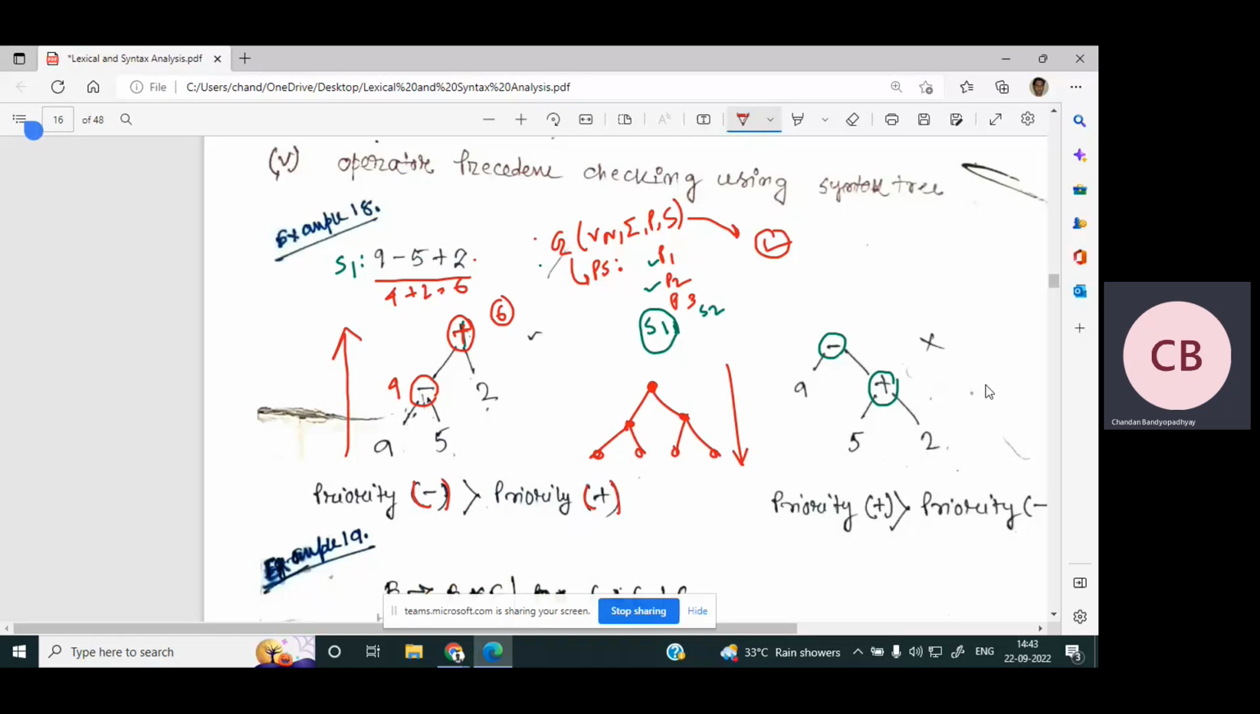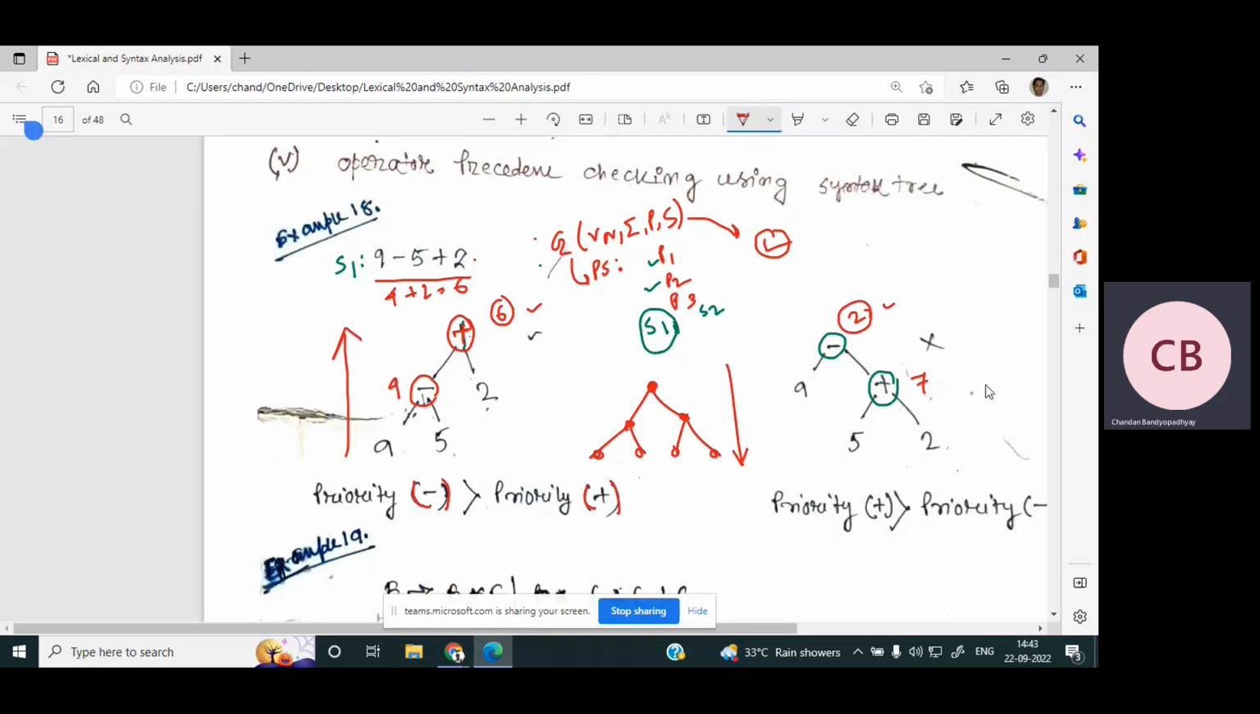Now for this tree, 5 plus 2 equal to 7, 9 minus 7 equal to 2. You check that the results are quite different. Here it was coming as 6. Here it is coming as 2. Correct. So my intention here is to project two different objectives.